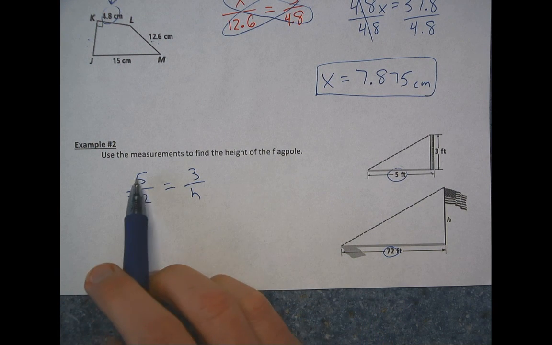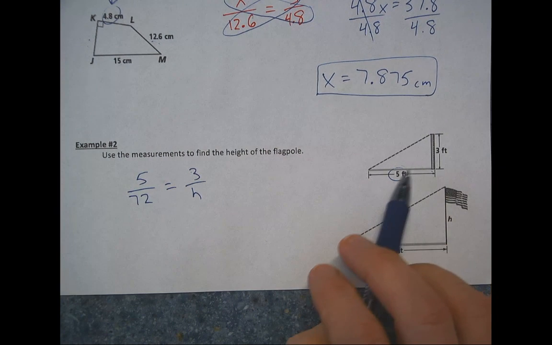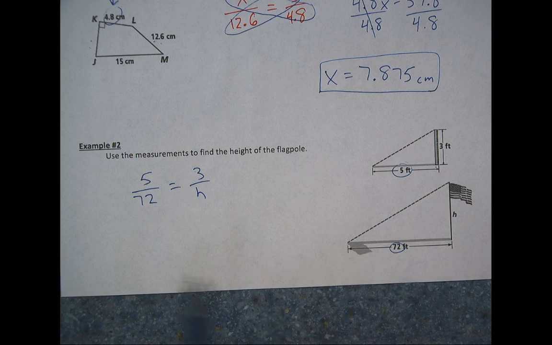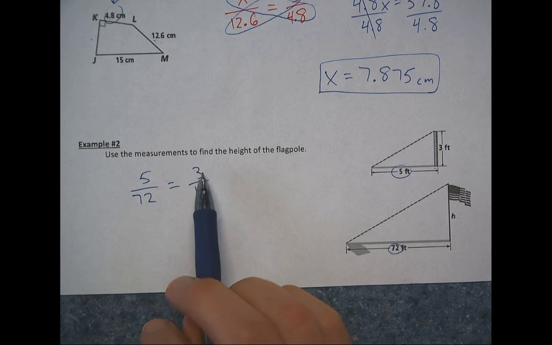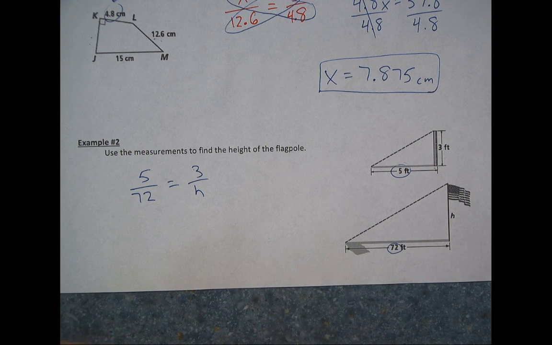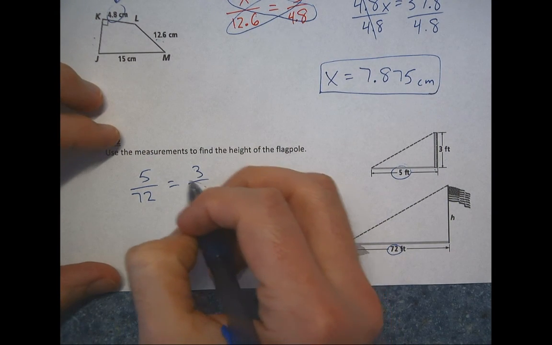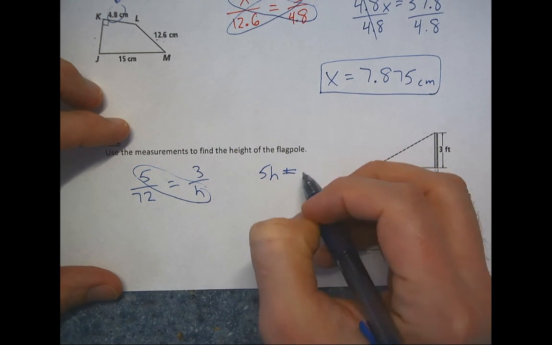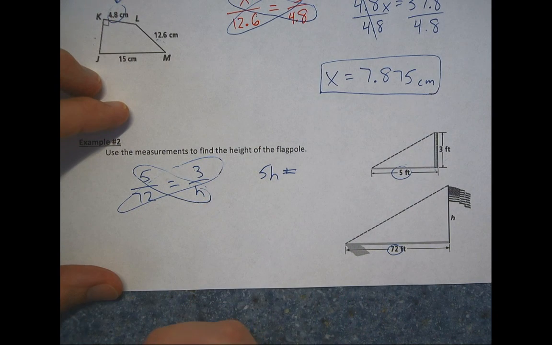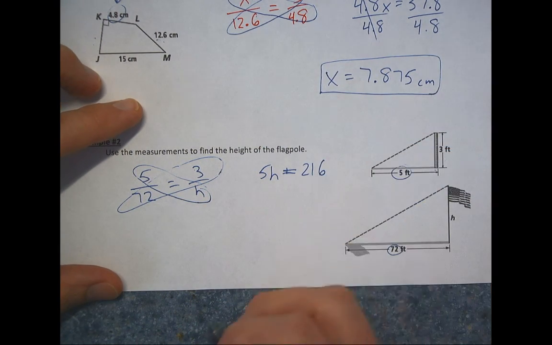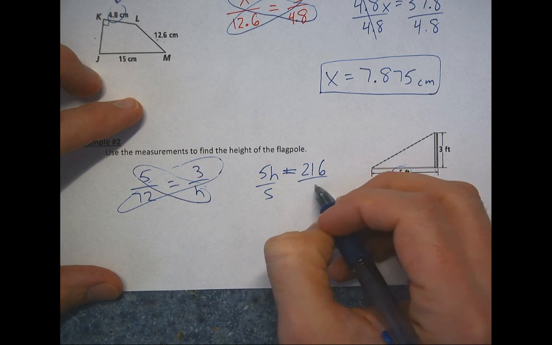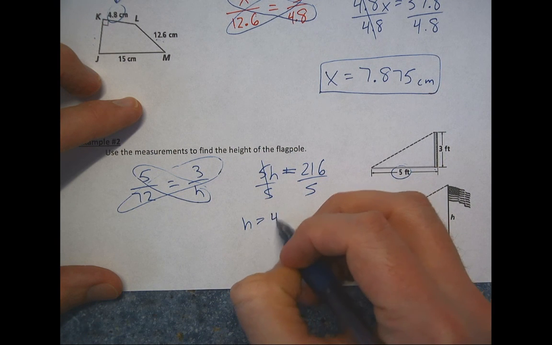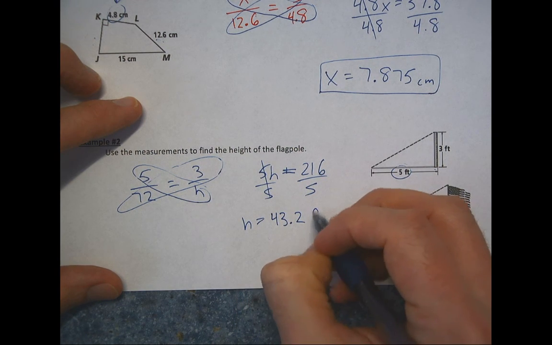Notice I've got these two numbers which correspond to my ruler, and then these two numbers which correspond to my flagpole. These are my shadows, these are my heights. So everything needs to match up. Once I have this set up right, all I've got to do is cross multiply. So I'm going to get 5h equals 72 times 3, 216, divide by 5, and h equals 43.2 feet.